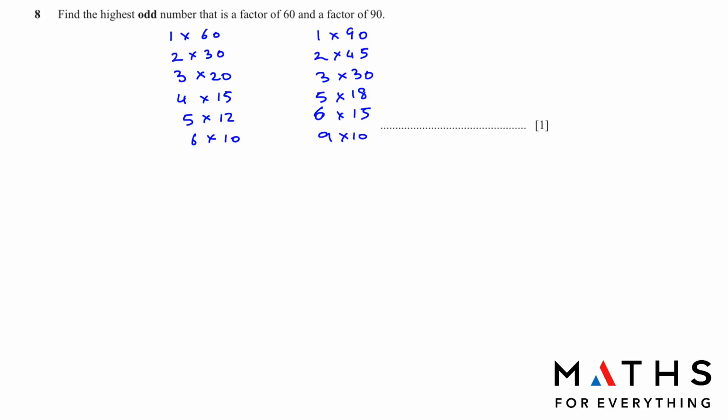So now which is the highest common factor, highest odd number that is a factor of 60 and 90? 15. So that's the answer. If they had not said odd, what would have been the answer? 30, right?